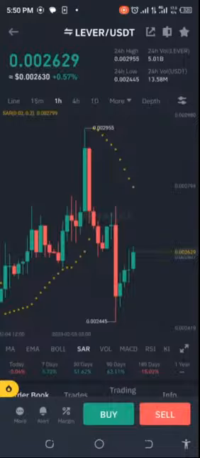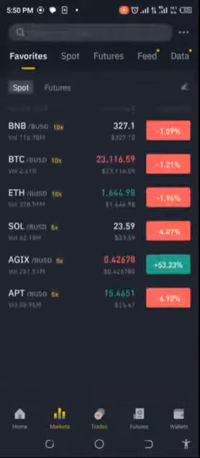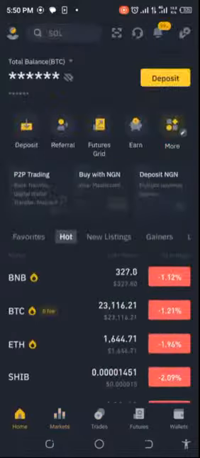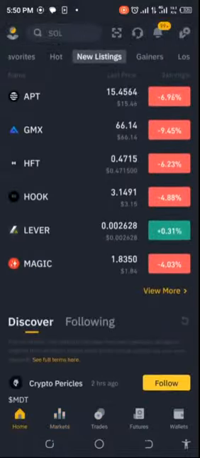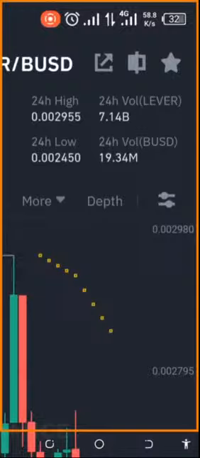Now, let me do a quick recap of what we've done so far. We looked at Lever, which is one of the newly listed coins in the new listing segment, if you remember. We checked the different price ranges, the all-time high and the all-time low, and we saw that within 24 hours it was 2955 and 2450. So let's choose a lower price if we want to buy this. We chose 2590, which we could have actually gone lower, right? And that sold almost instantly, right?